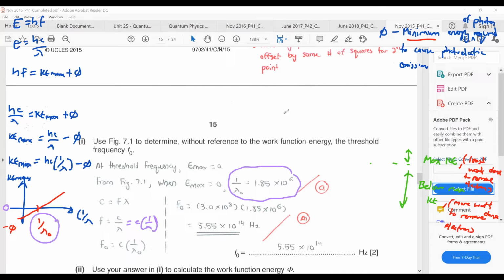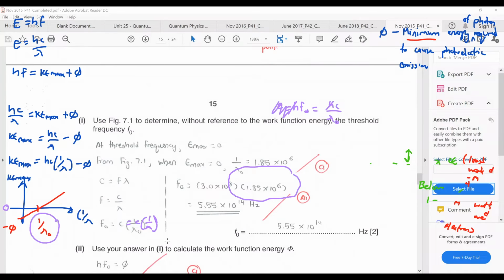So this is one way in which you can solve this question. If you didn't realize that, it's also fine. Eventually you get the same answer. If you know that HF naught is equal to HC over lambda naught, H and H cancel, you will still get back this same expression, but it doesn't matter. You will still get the same conclusion. Alright. So your F naught is 5.55 times 10 power 14. And then you have your answer.